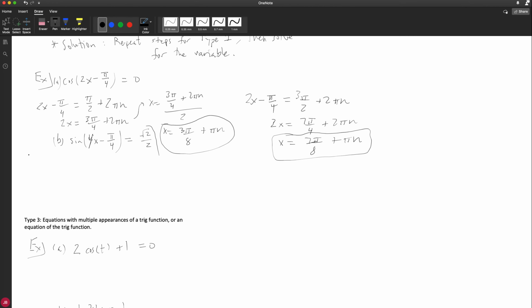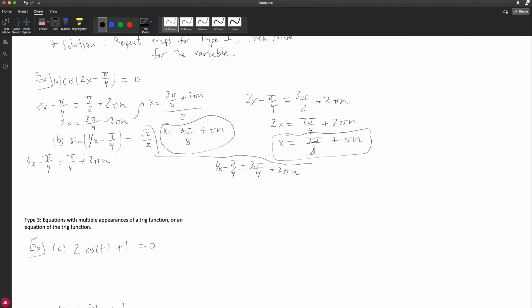We get that 4x minus pi over 4 can equal pi over 4 plus 2 pi n, or 4x minus pi over 4 can equal 3 pi over 4, and then plus 2 pi n, right? And those are the only two angles within one lap of the circle whose sine value is root 2 over 2, okay? Now we just solve for x.